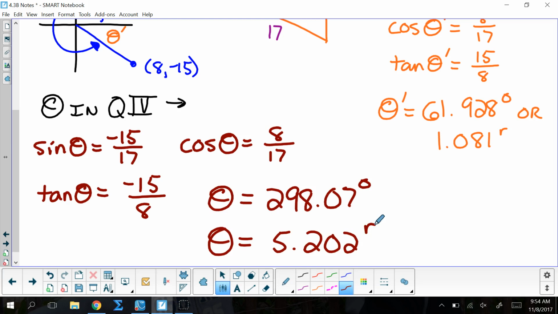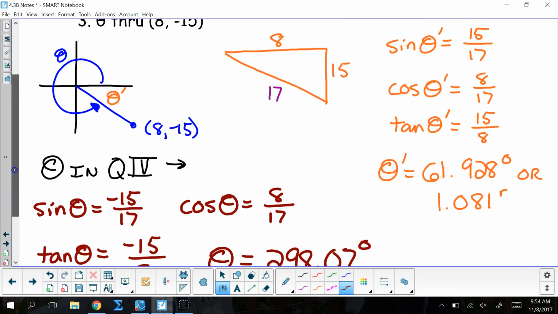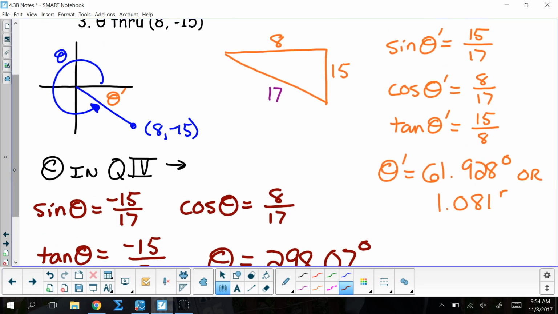Yes, ma'am? When you're looking at your triangle, where theta prime is, is it always the angle to the center of the circle? Mm-hmm. Because it always comes off the horizontal. If you always draw your triangle in reference to the quadrant that it's in. Okay. You know what I mean? Yep. Okay.